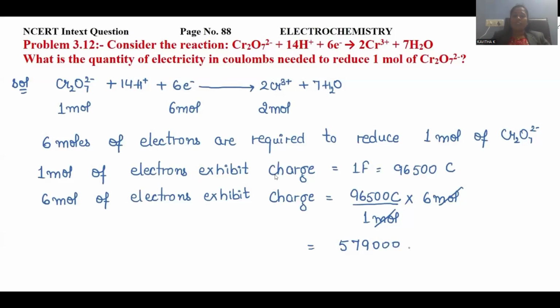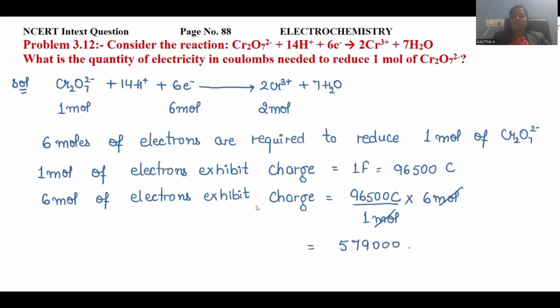1 mole of electrons exhibits how much charge? 1 mole of electrons exhibits 1 Faraday of charge. 1 Faraday is nothing but 96,500 coulombs. Coulombs they are asking, so the Faraday is to be transformed into coulombs. So 1 mole of electrons is 96,500 coulombs of charge.